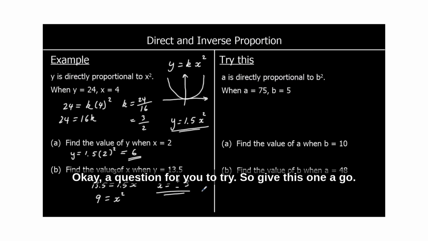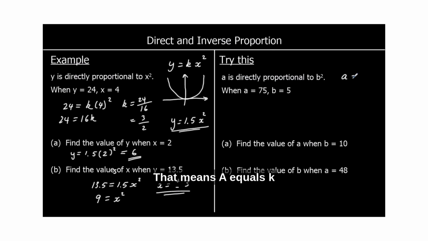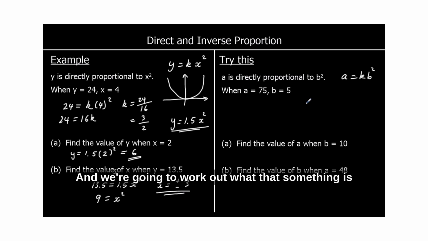Okay, question for you to try. So give this one a go. So a is directly proportional to b squared. That means a equals k times b squared. A is something times b squared. And we're going to work out what that something is using the numbers we're given.